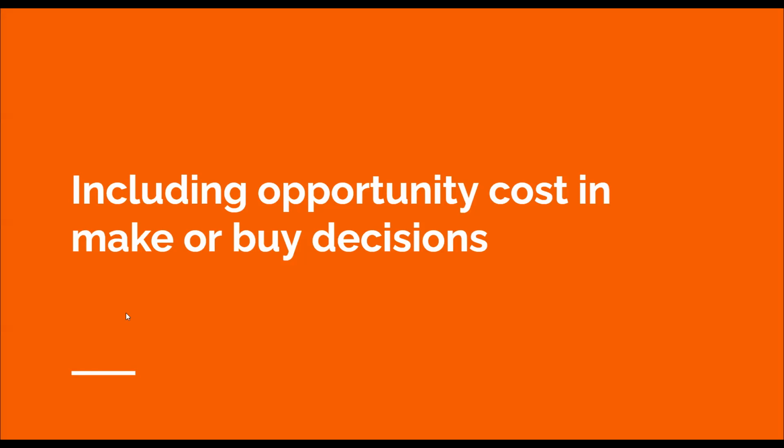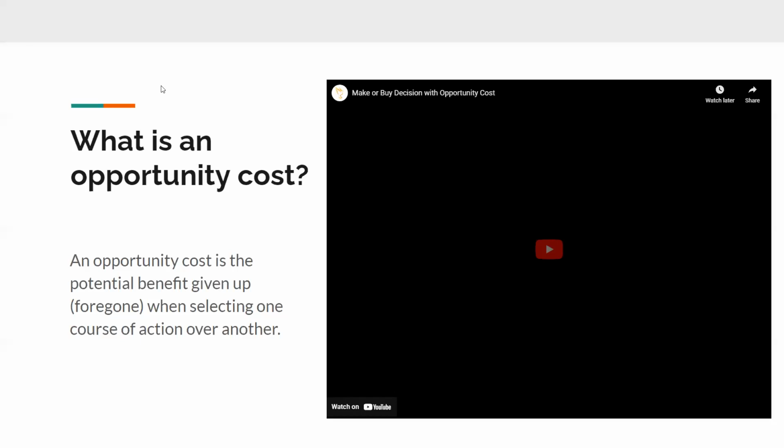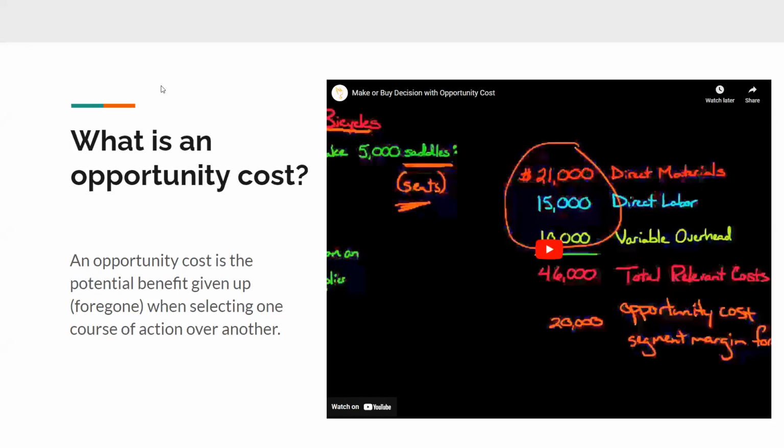Now we want to include opportunity cost in our make or buy decision. So we're going to look at another video that involves a make or buy decision with opportunity cost. Now, what is the opportunity cost though? It is actually the cost or the potential benefit that is given up when you choose a course of action over another.